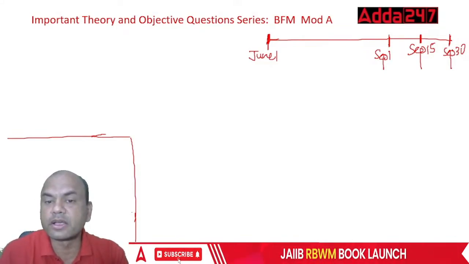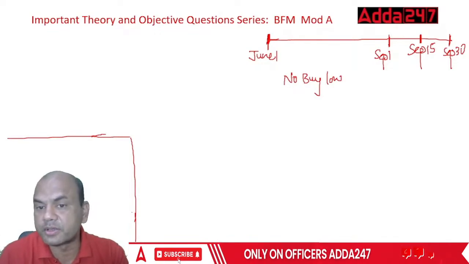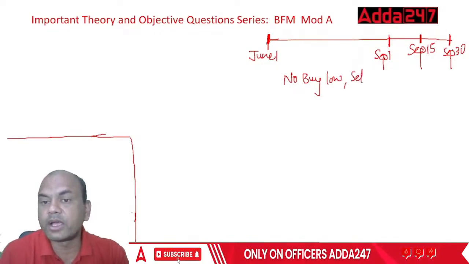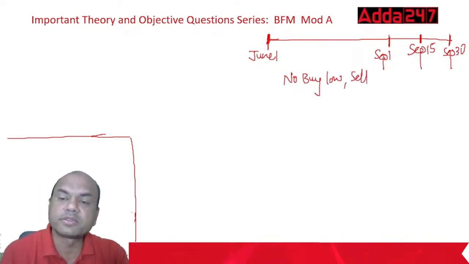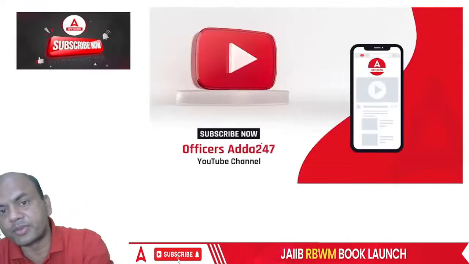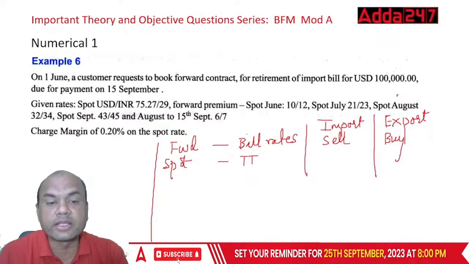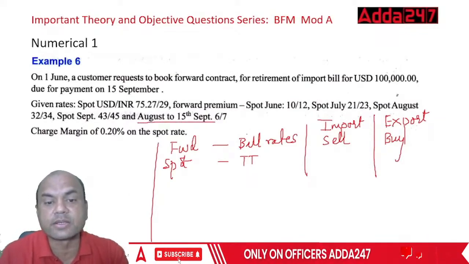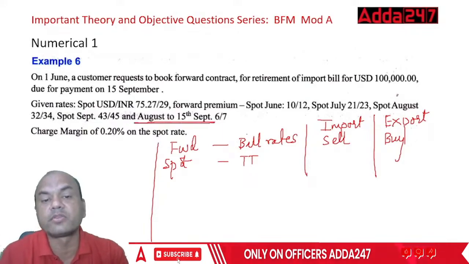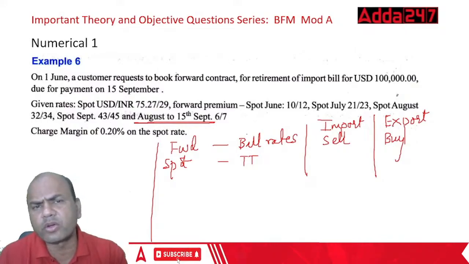No buy low sell high over here. Remember, those who have learned something, buy low sell high maximum, they are using it, don't use it. Why don't use it? Because the rates are already given over here. Look at this. If you look at the forward rates, the last rate is August to 15 September. So the exact rate is available for 15 September. When the exact rate is available, you need not do buy low sell high.